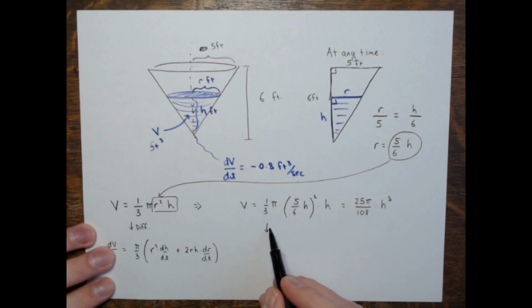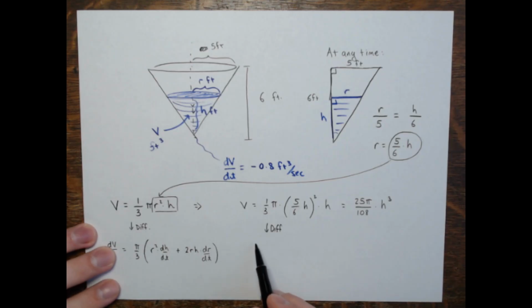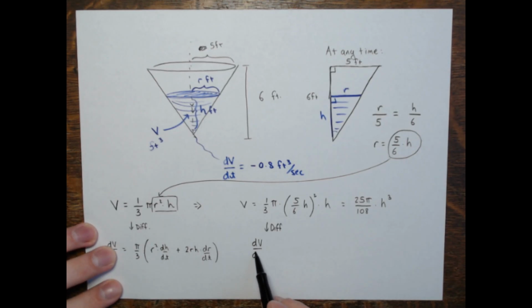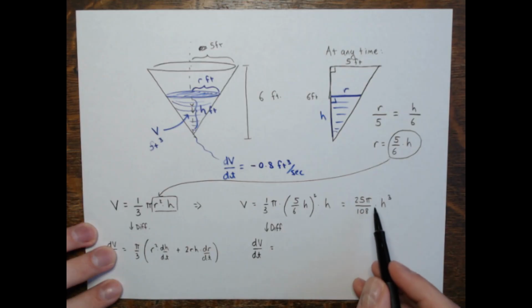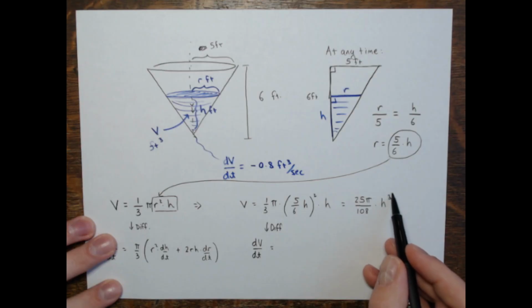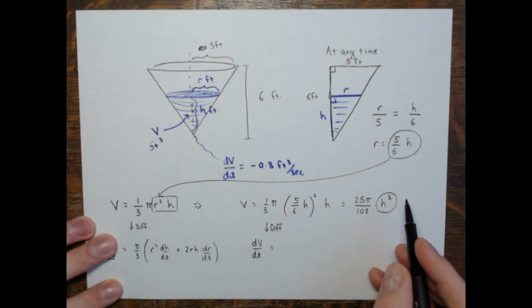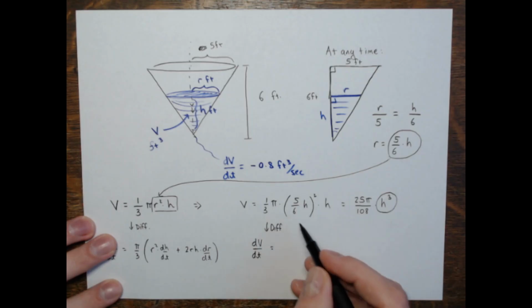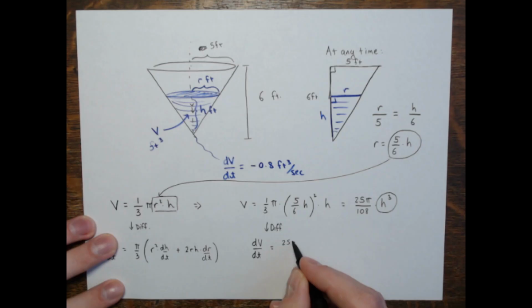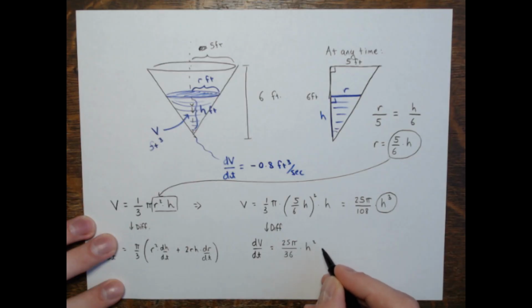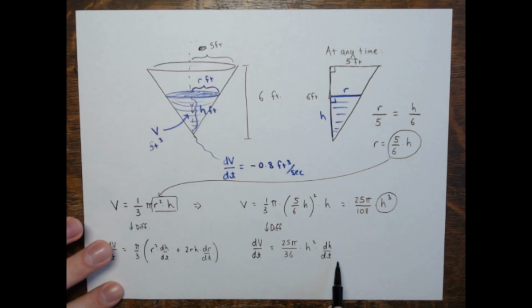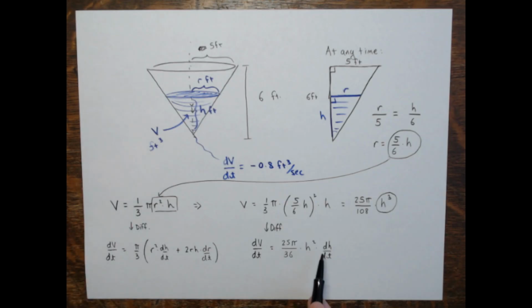And then when I differentiate this with respect to t, I get dV/dt on the left equals, and when you differentiate the h cubed here, it would be 3h squared times h prime, or dh/dt. And 3 goes into 108 36 times, so this would be 25 pi over 36 times h squared, times dh/dt. There's my related rate equation involving only the height and not the radius.